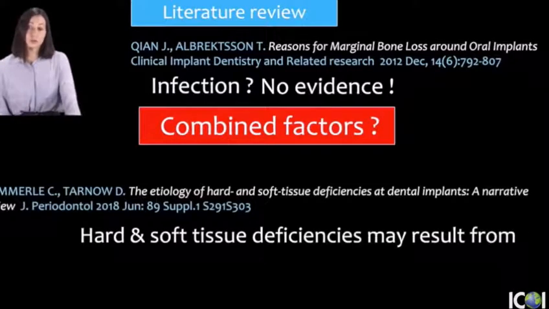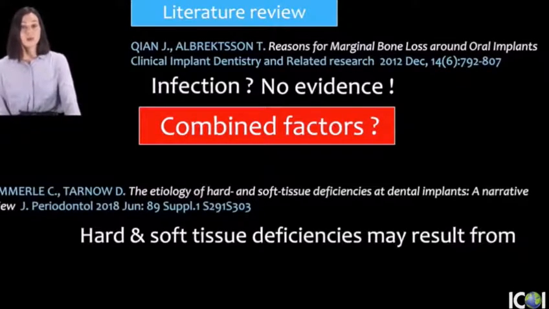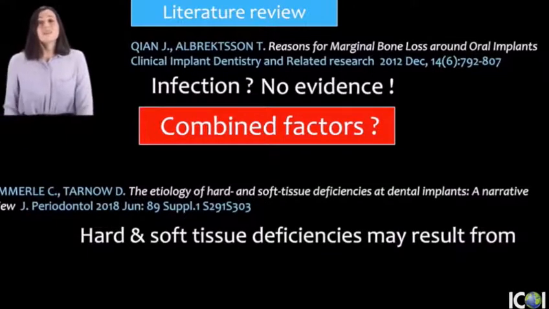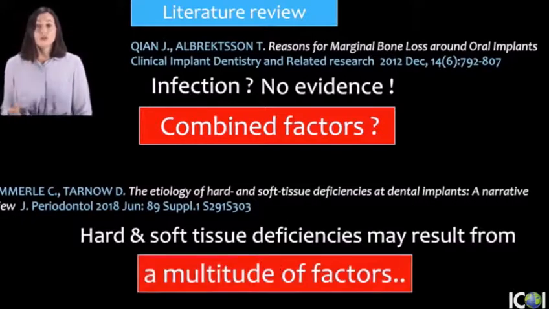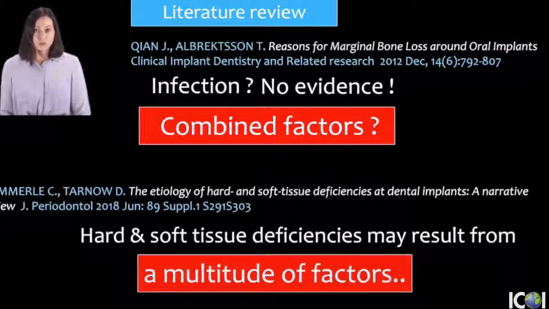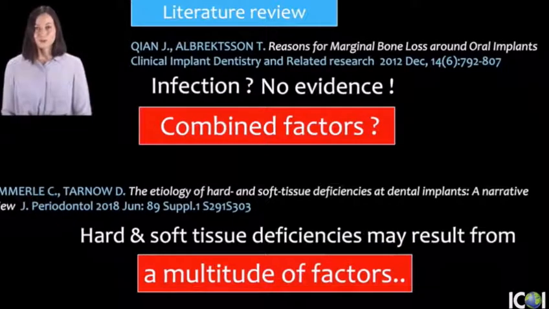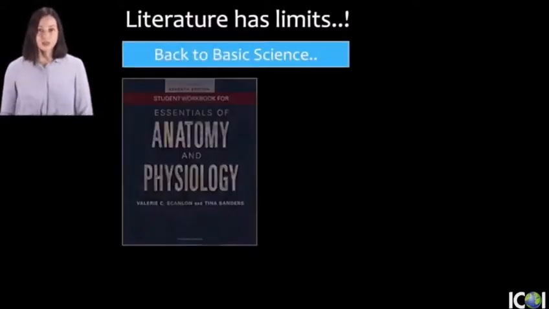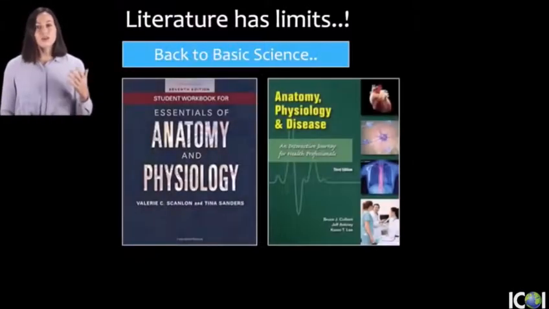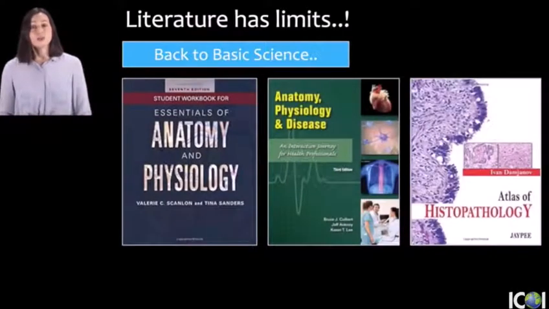From also this review from Amerlet and Tarnot, they say that tissue deficiency may result from a multitude of factors. But we still don't have any answer. We have to go and look for the answer in the basic science: anatomy, physiology, and histopathology.